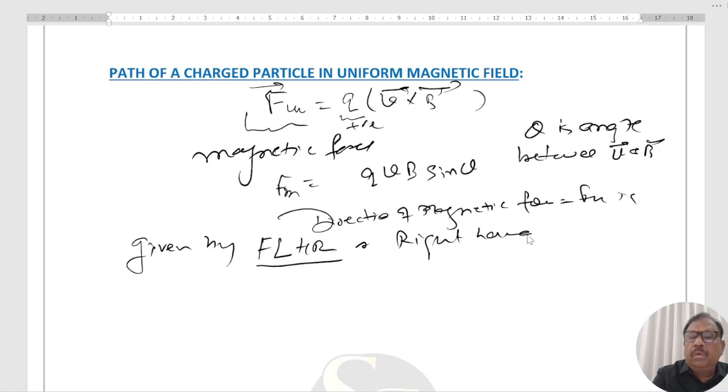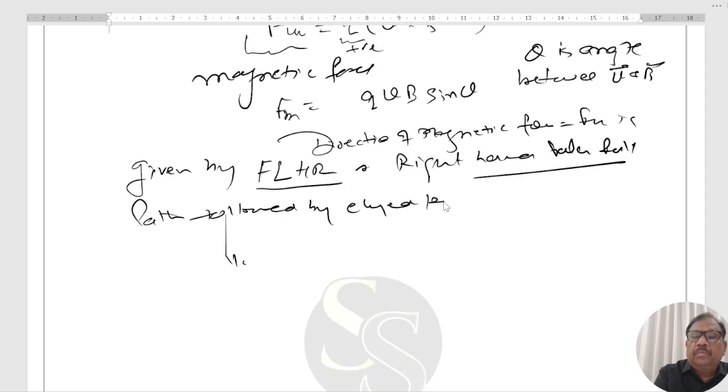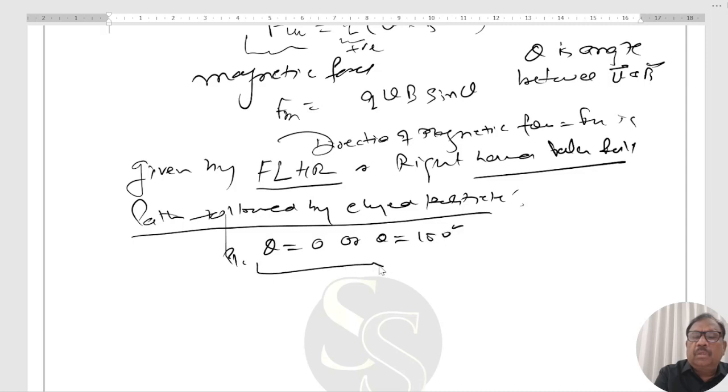Right hand palm rule. Now there are three cases. Path followed by the charged particle when entering the uniform magnetic field. Theta equal to 0 or theta equal to 180 degrees. This is case 1. In that case, Fm equal to 0.